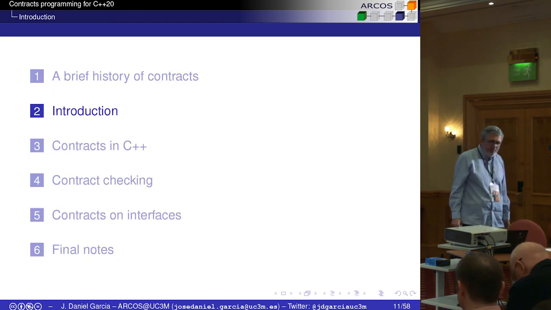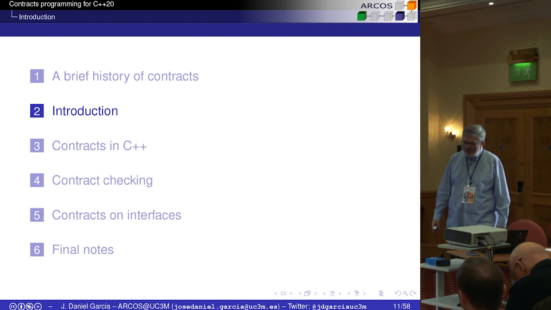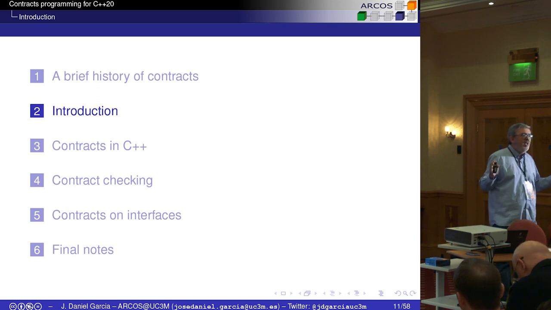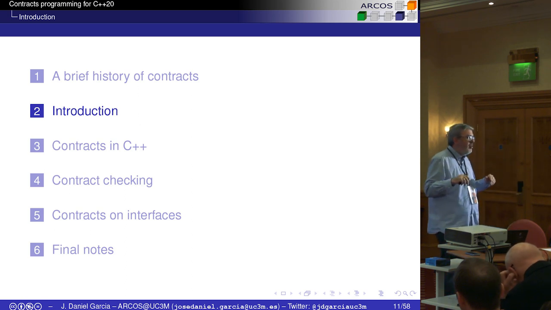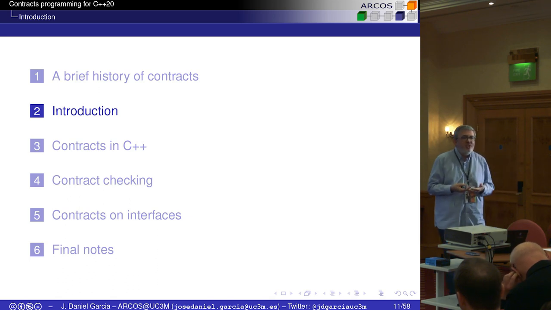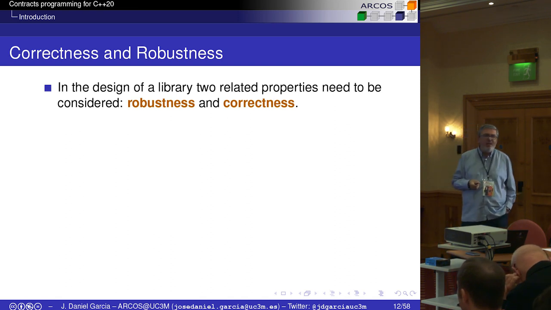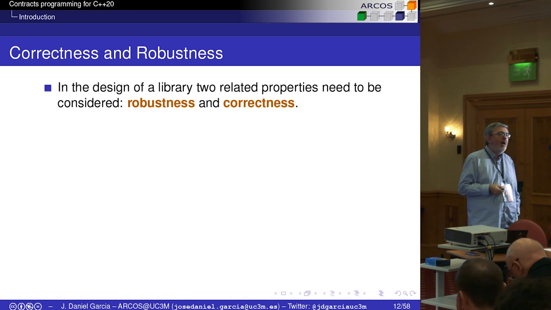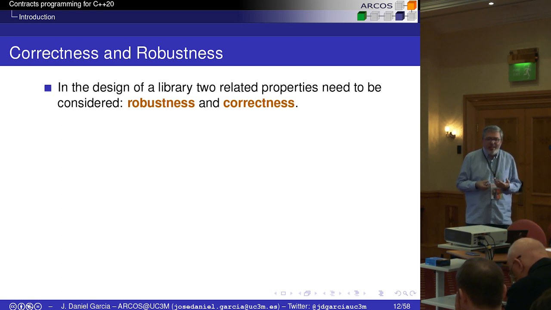So let me, before going to the syntax that I'm sure is something you want to see, give some personal view about correctness. To make it clear, when I go to syntax and to the details, this is a joint common effort. In this part, probably you will see some things that reflect my personal view and that is not necessarily shared by everybody. But in my view, when I design a library, there are two related properties that I need to consider. One is robustness, and the other one is correctness. They are tightly tied, but they are not the same thing.